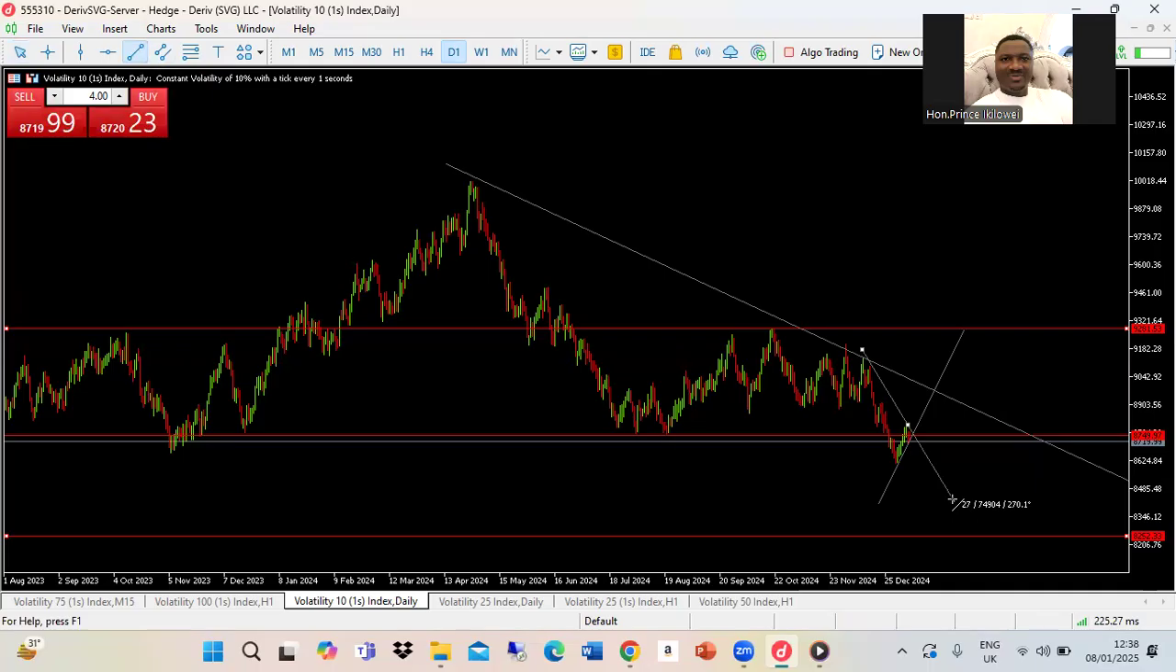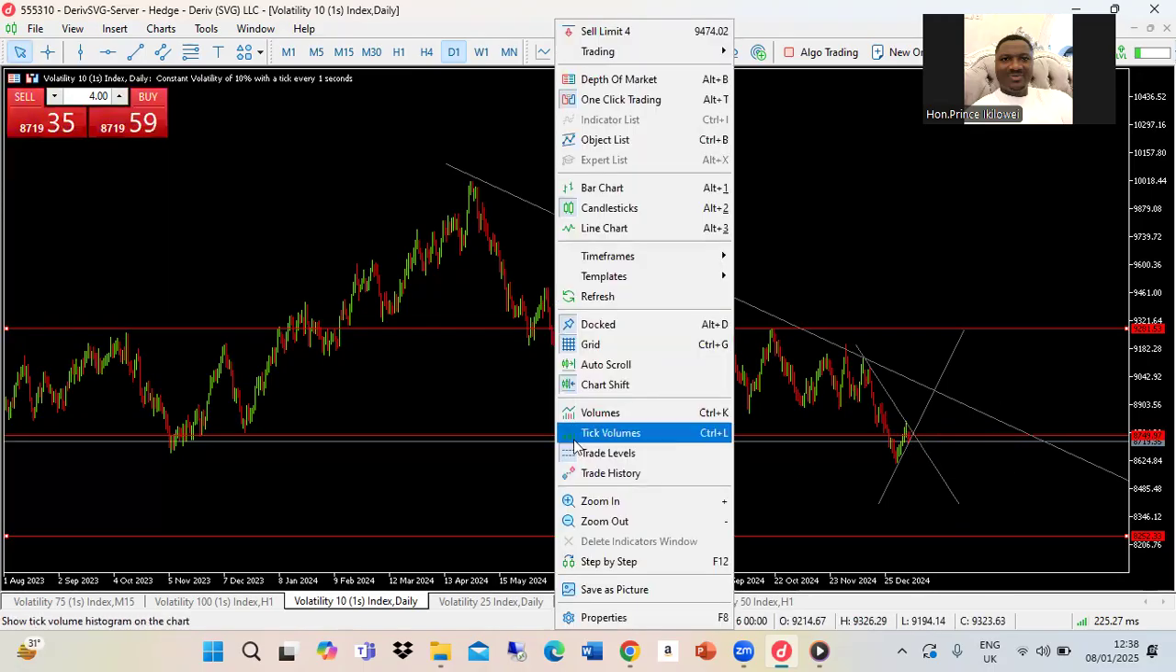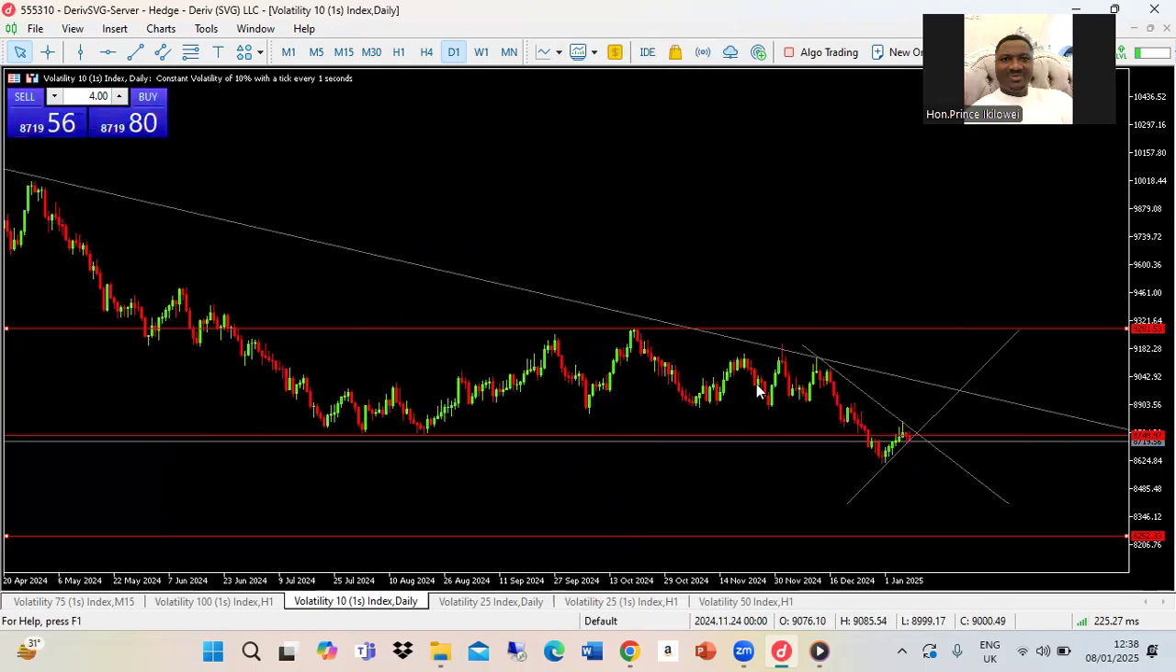Let's see if we can connect this again, because of this touch, right? Let's see if we can connect this again. Now, you see that I've connected lines. So we are going to work with these lines for this market.